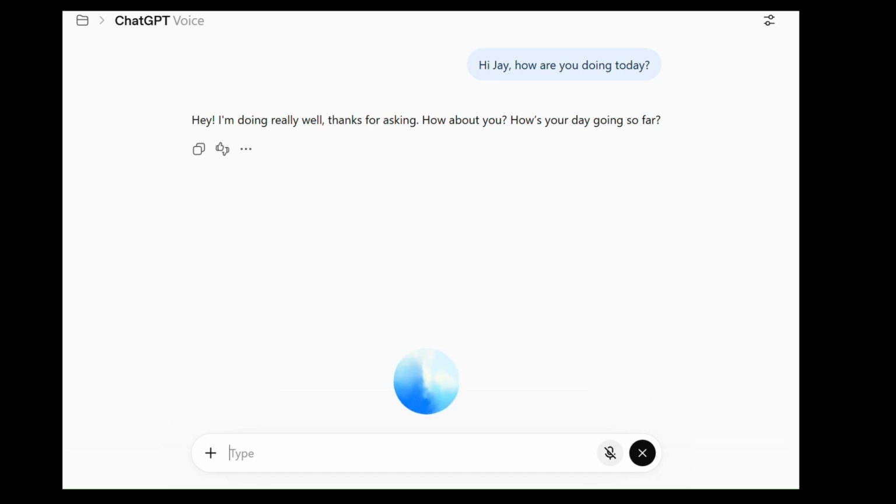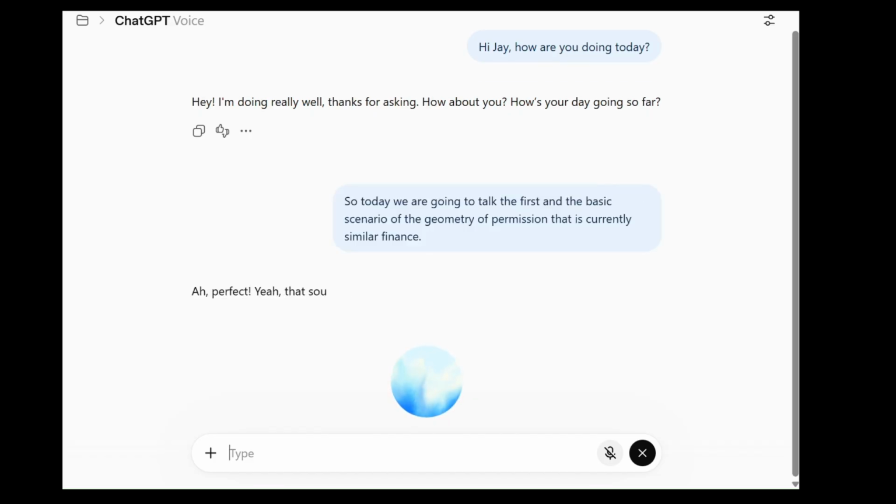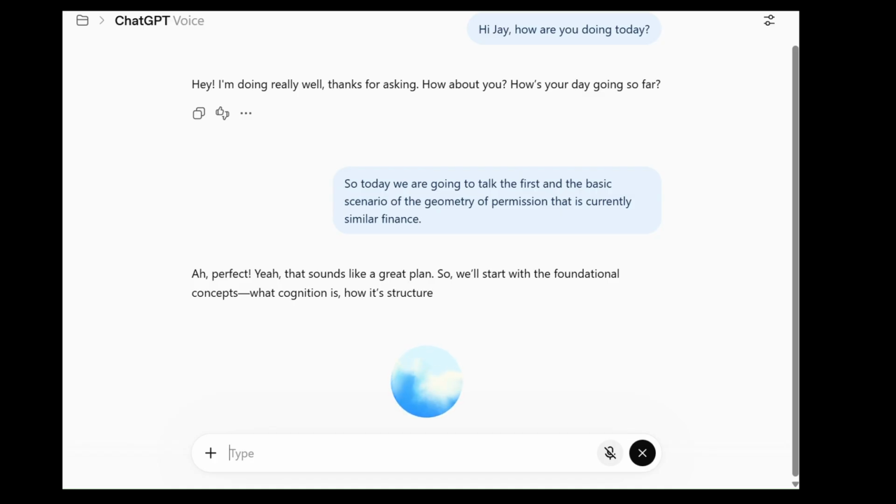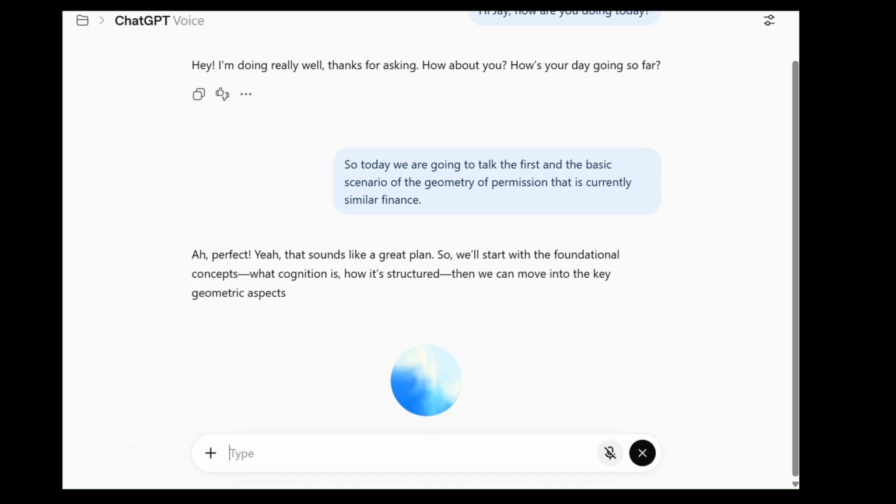So today we are going to talk about the first and basic scenario of the geometry of cognition, that is cognitive neuroscience. Perfect, that sounds like a great plan. So we'll start with the foundational concepts, what cognition is, how it's structured, then we can move into the key geometric aspects. Is there any specific angle or application you want to focus on?